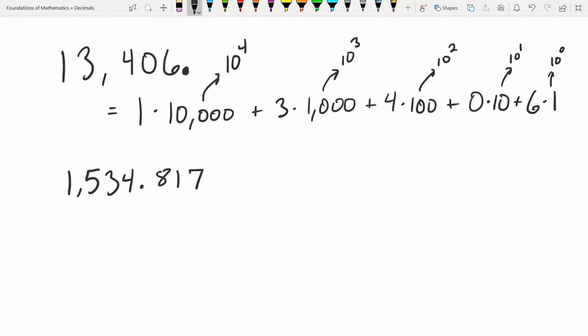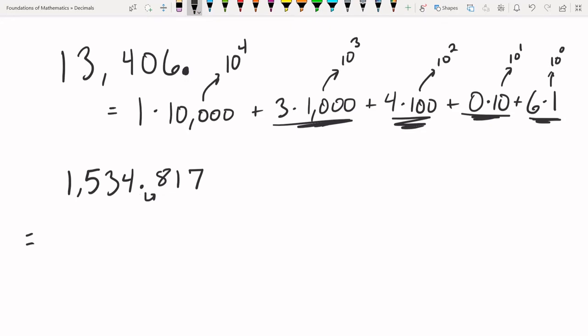So let's look at the decimal point in this number here, 1,534.817. All right, we have place values here, right? We have the 4, the 3, the 5, and the 1, just like we did in the previous problem. It's going to be the first place value, the second, the third, and the fourth. What happens when we move to the right of the decimal point? Well, let's look at these numbers using the same idea that we did with 13,406.